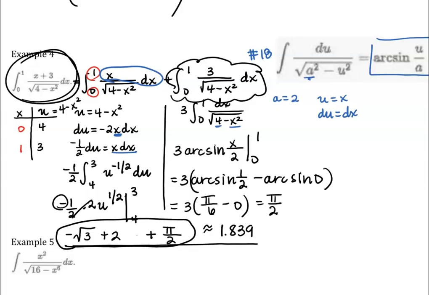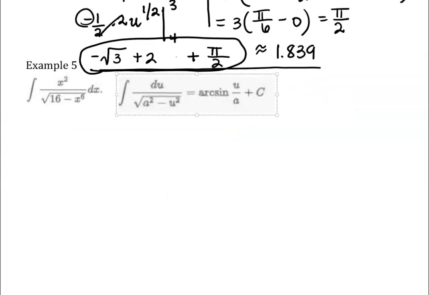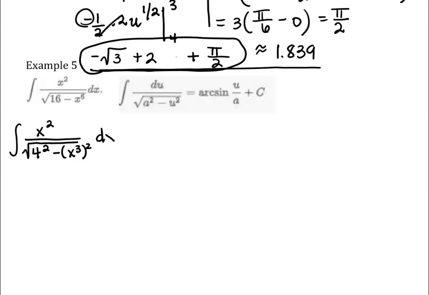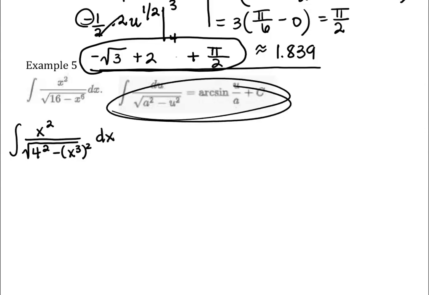Okay. So for example 5, I have the same rule number 19 posted here again. And I know that it doesn't necessarily look like it's going to be that rule because we have that x squared showing up in the numerator. But what you should be thinking when you see this 16 minus x to the 6th is that we know we can rewrite x to the 6th as something squared. So in other words, I could rewrite this integral as x squared over the square root of 4 squared minus x cubed squared. And the only reason I'm doing this now is to explain why you should even be thinking about this rule.